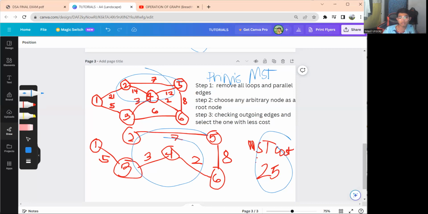That's the end for this topic, for the minimum spanning tree. And in the next video, I'll be going to discuss more about Dijkstra's algorithm in regards to the shortest path algorithm, which is still included in your final exam.